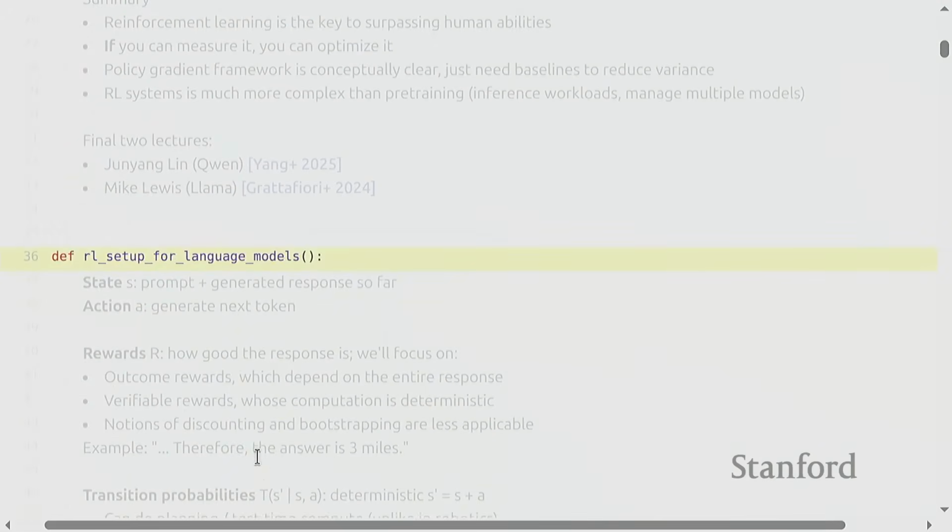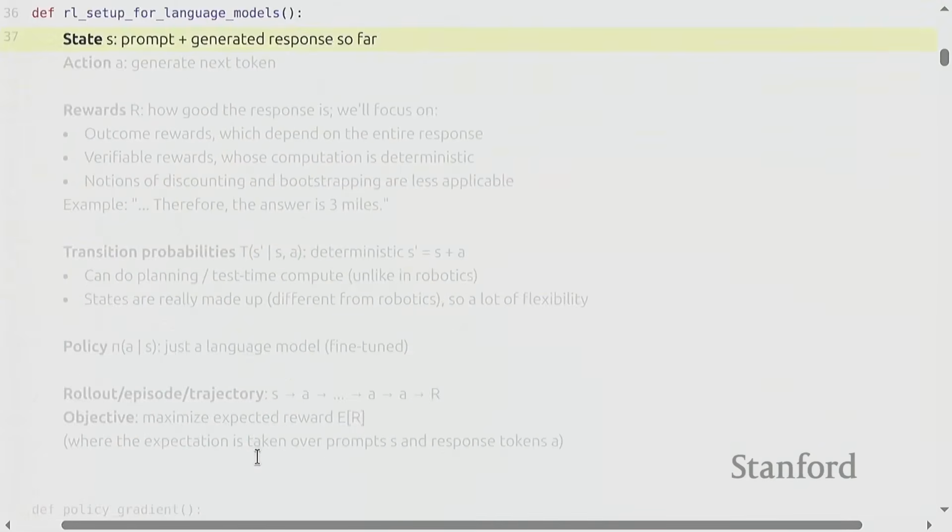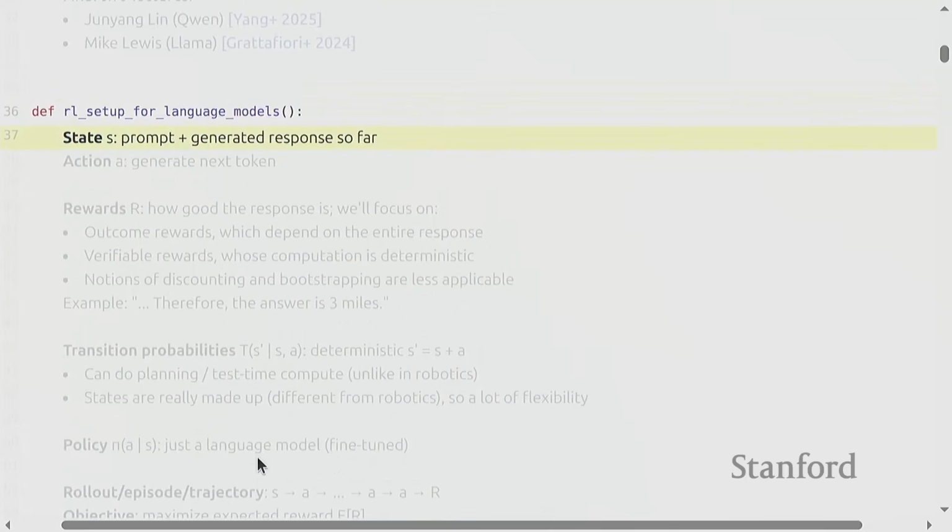We're doing reinforcement learning for language models. And in reinforcement learning, you have to define the states and actions and rewards and so on. Just to be very clear, I think this hopefully should be obvious by now, but just to state the obvious: the state is the prompt plus the response that you've generated so far. And each action is generating a particular token, the next token. The reward is essentially how good the response is.